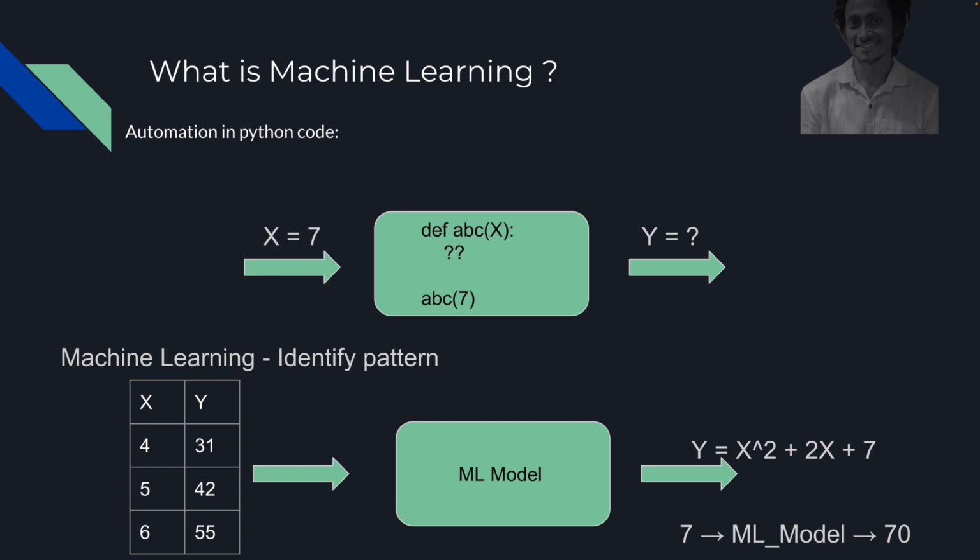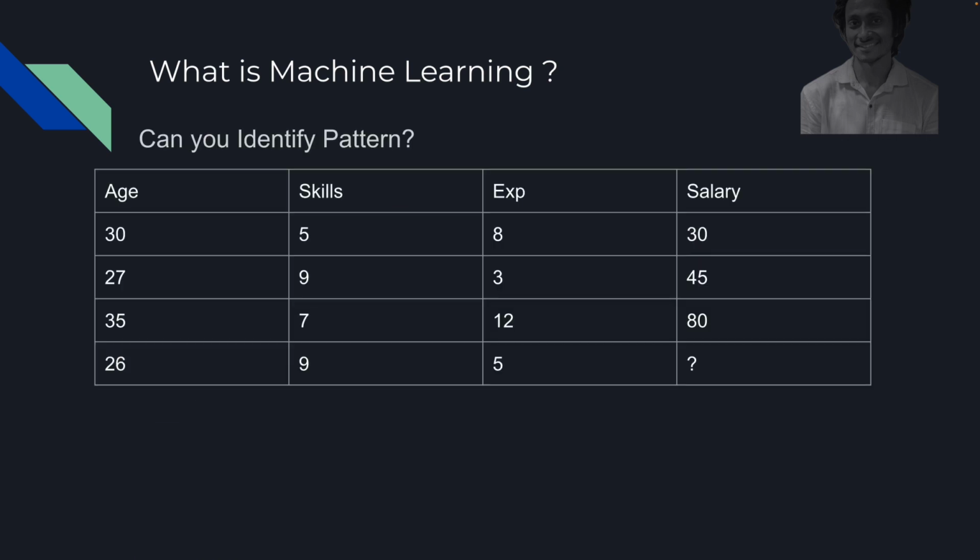Alright, let us look at a little bit more complicated example, because in real life there will be a lot more complicated data patterns. Now if I ask you, can you find any pattern between, let us say, these three inputs, which are age, skills and experience, and this as the output, which is salary? Can you identify any pattern? Can you find that logic relationship? Well, it's very difficult to find, isn't it? It would take a lot of time.